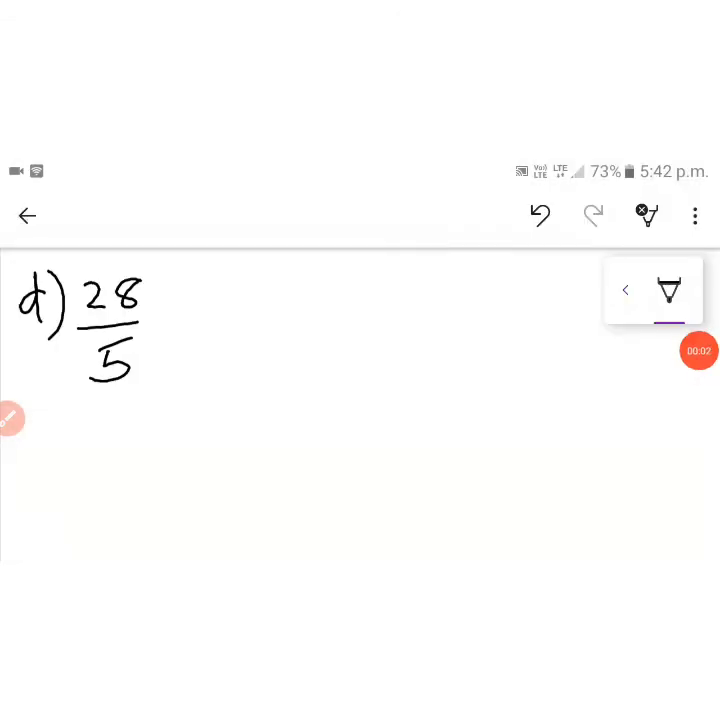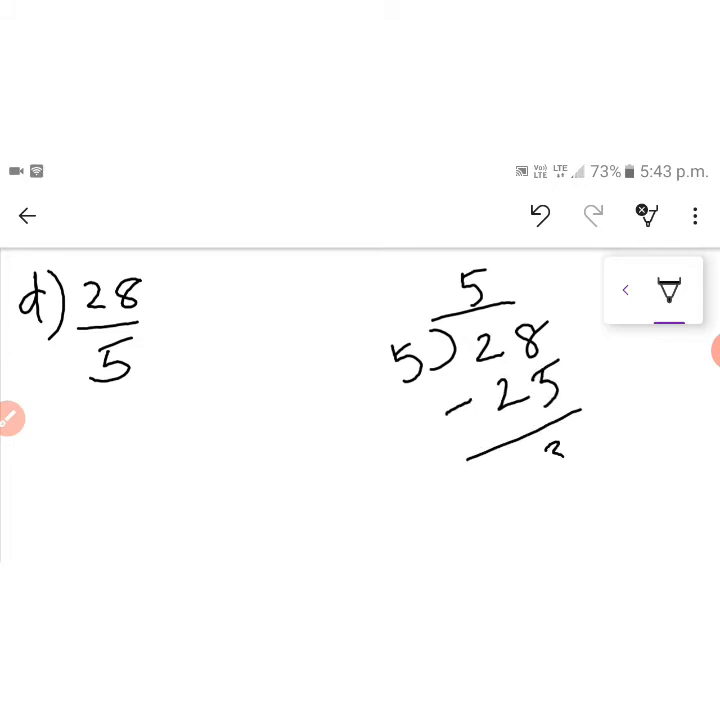D part: 28 by 5. 5 into 5 is 25. 28 minus 25 is 3. Therefore, the mixed fraction will be written as quotient, remainder by divisor. The answer is 5, 3 by 5. The quotient is 5, the remainder is 3, and the divisor is 5.